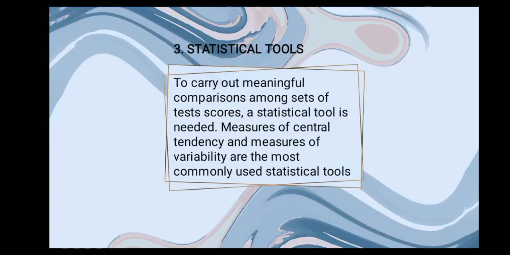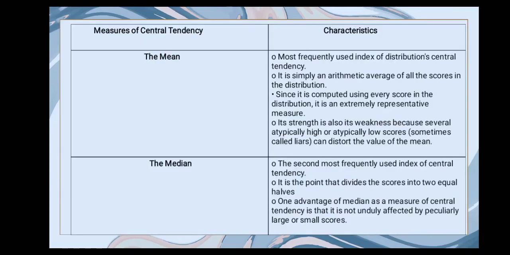Third, we have the statistical tools. To carry out meaningful comparisons among sets of test scores, a statistical tool is needed. Measures of central tendency and measures of variability are the most commonly used statistical tools. So here we have the measures of central tendency and its characteristics. First, we have the mean.